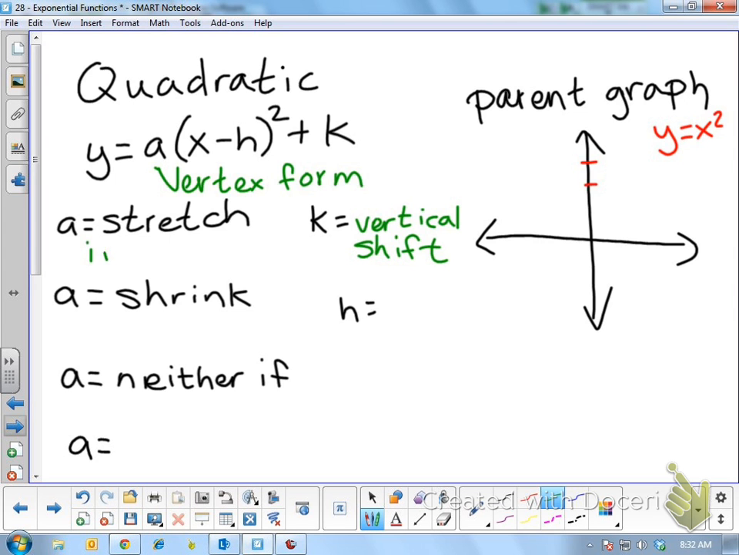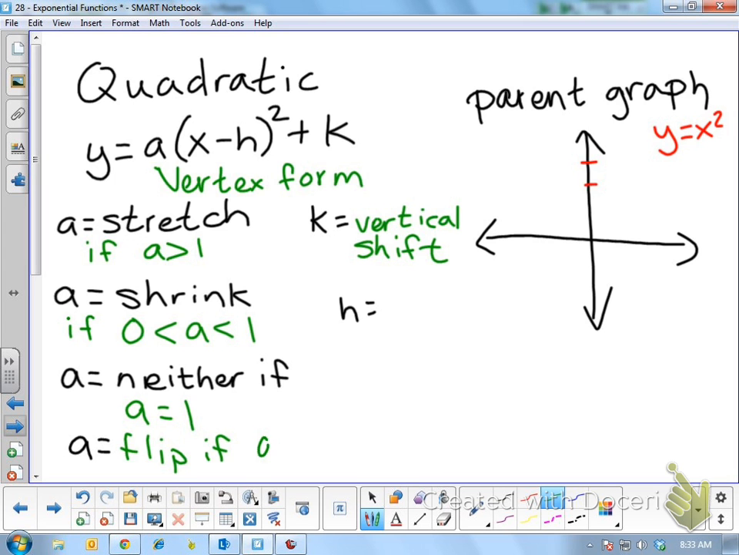Stretch if A is bigger than 1. We shrink if A is between 0 and 1. Neither if A equals 1. And we flip if A is negative. So it's the exact same reasoning as a line.